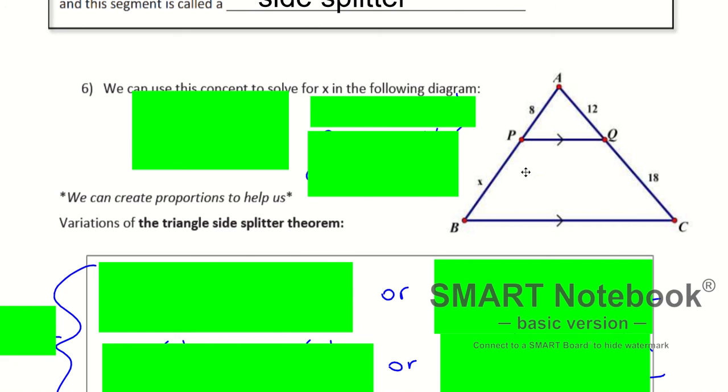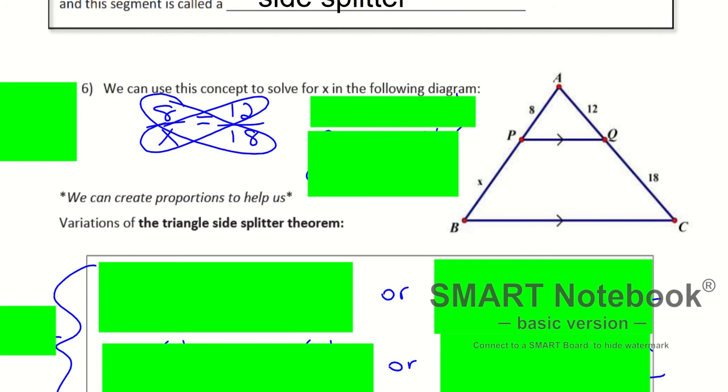All right, so we're going to use this concept to solve for x in the following diagram. So in this diagram, we'll see that PQ is parallel to BC, and that means that the ratio between these pieces is equal to the ratio between those pieces. So we're going to be able to create a proportion. You'll see 8 over x equals 12 over 18. The key to creating our proportions is to make sure that we're consistent with the pattern that we're using.